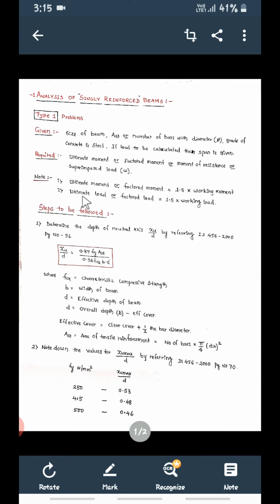Then ultimate load or factored load, just like a moment, ultimate load or factored load is equal to 1.5 into working load. So if you multiply working load or working moment with 1.5, you are going to get the factored moment or ultimate moment or ultimate load. Now what are the steps to be followed while analyzing this singly reinforced beam we are going to see. So steps to be followed.